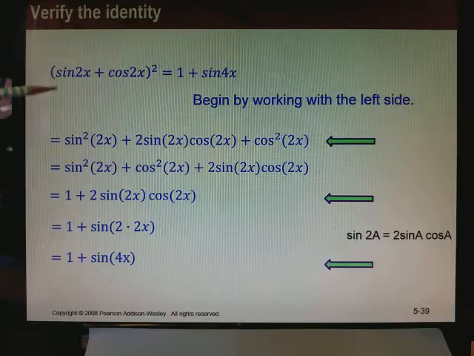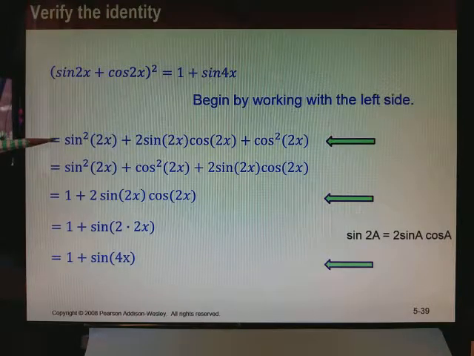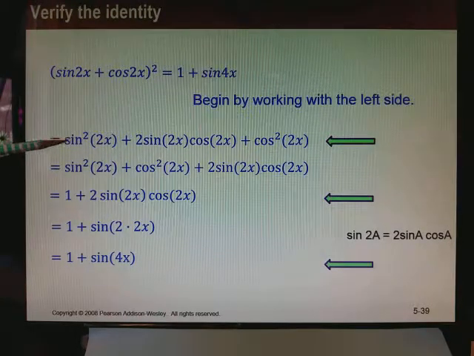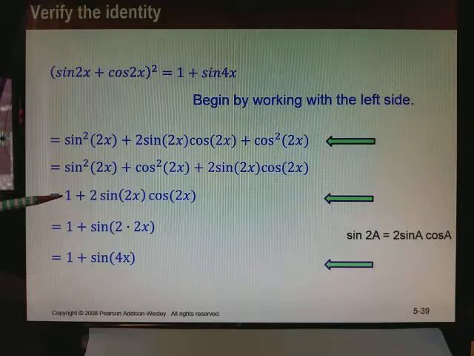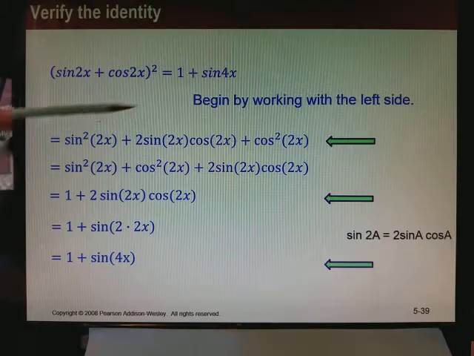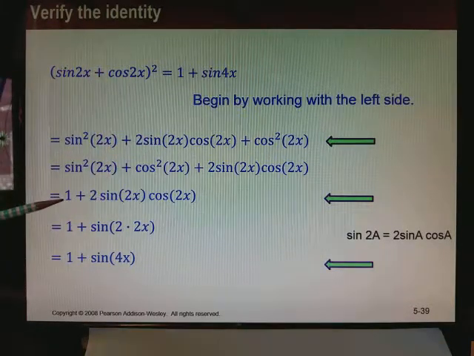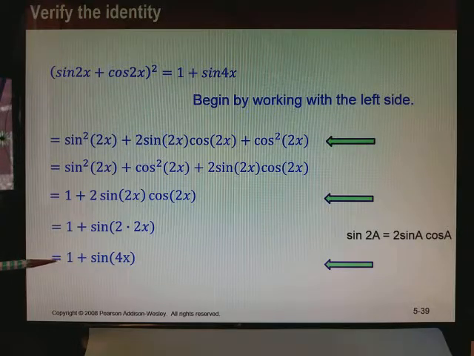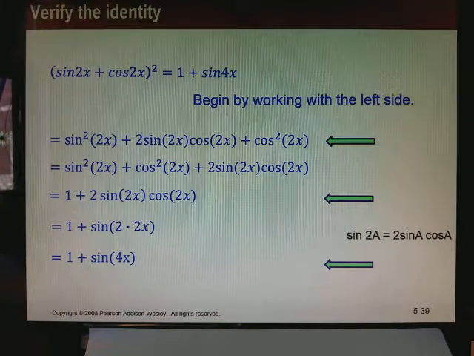So again, step 1 was to FOIL out or box out. Okay, that's step 1 for your answer. Step 2 for your answer, we did the Pythagorean identity. The sine squared plus the cosine squared gave me the 1. Then from this step to this step, we use the double angle identity. And again, the arrows are pointing out to the main answers on this.